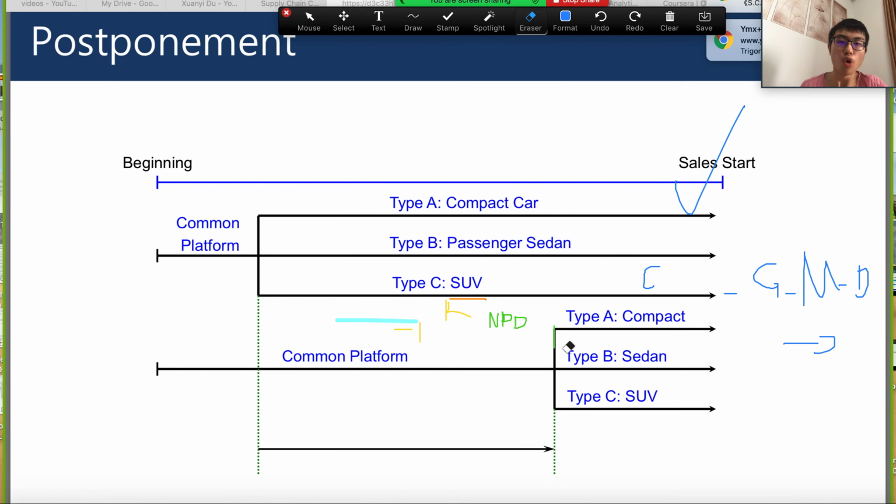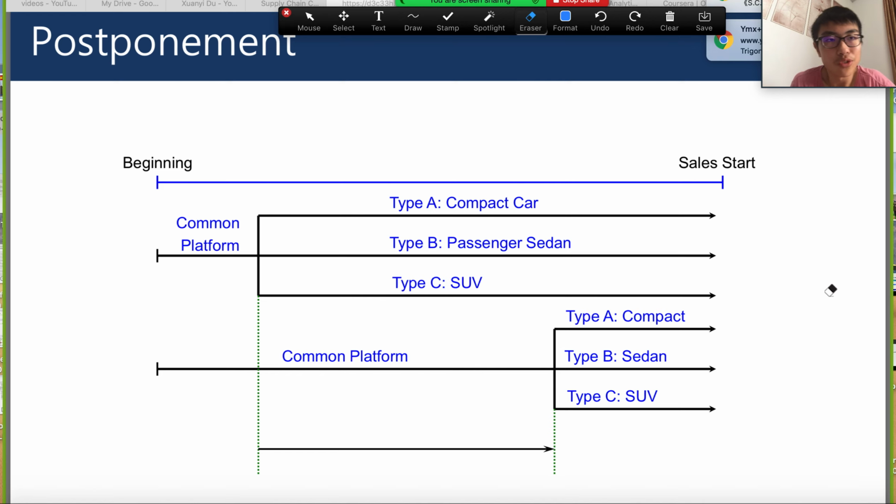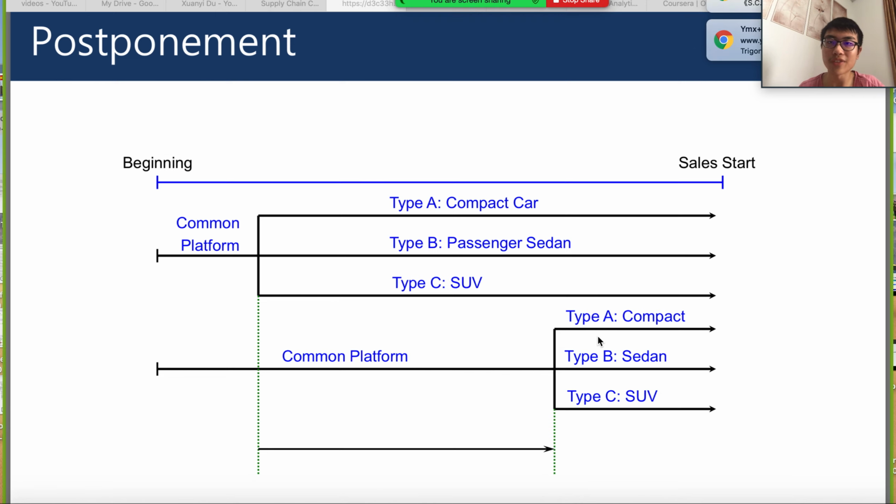Postponement can be pretty risky, and now we want to go through the advantages and disadvantages.